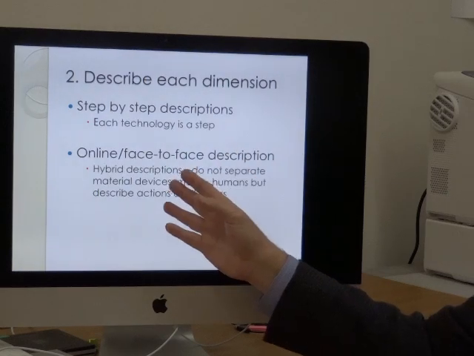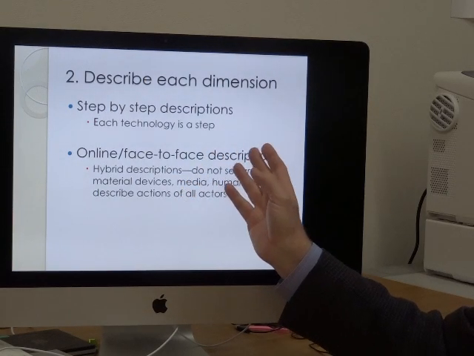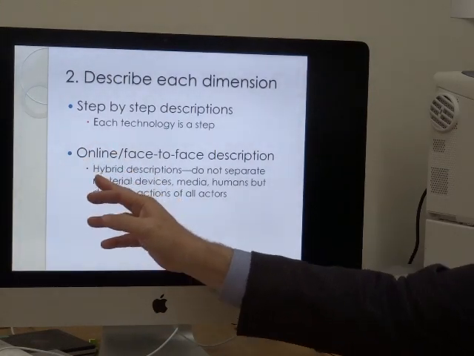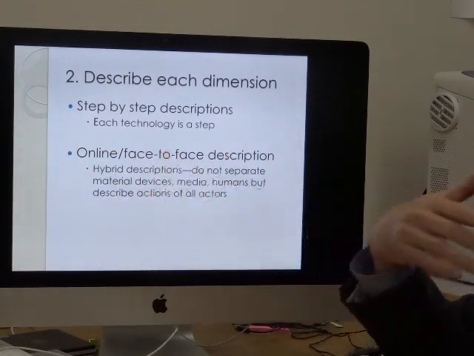Descriptions, online and face-to-face, of both things happening. In other words, what's happening on the screen and what's happening directly face-to-face.